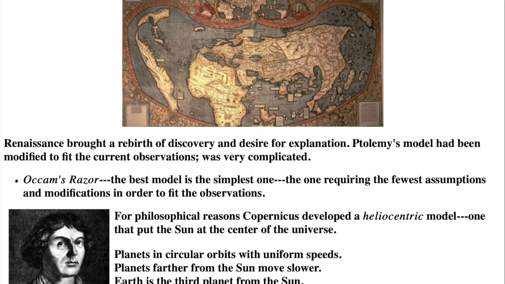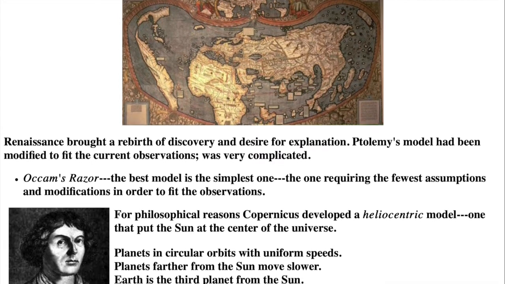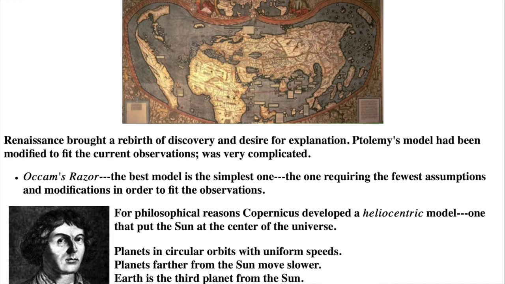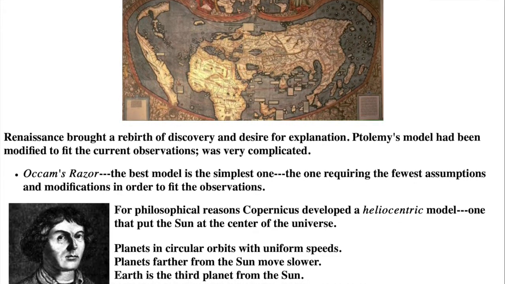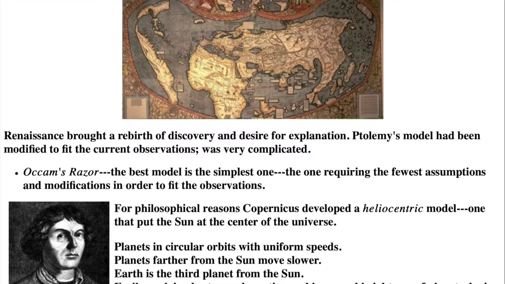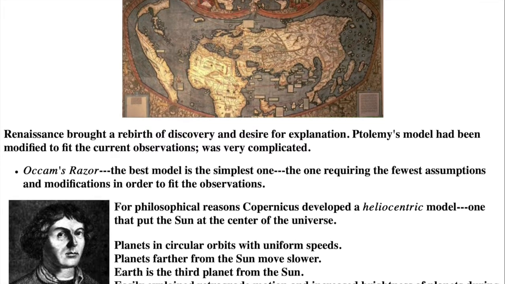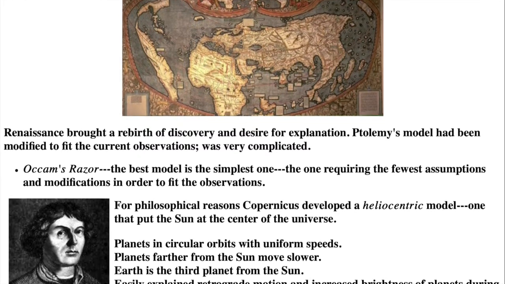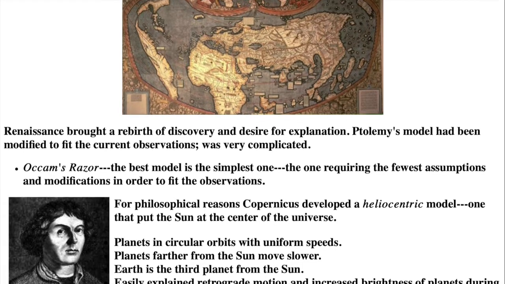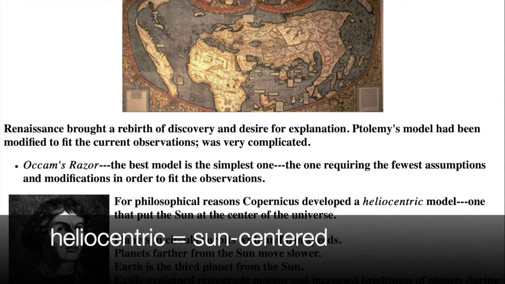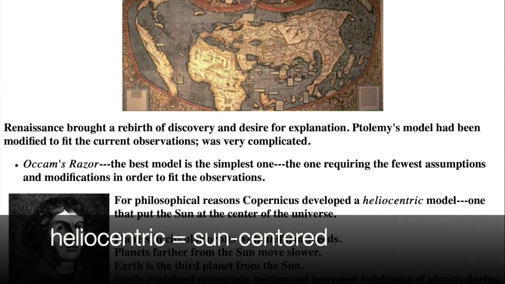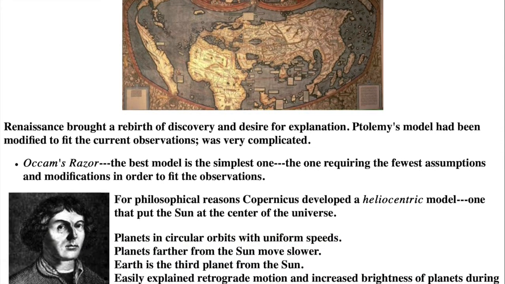It says, "The best model is the simplest one, the one requiring the fewest assumptions and modifications in order to fit the observations. Nature prefers the simplest, most elegant solution." It was for philosophical reasons and theological reasons that a Polish clergyman named Nicolas Copernicus proposed a heliocentric model, one that puts the sun at the center of the universe.